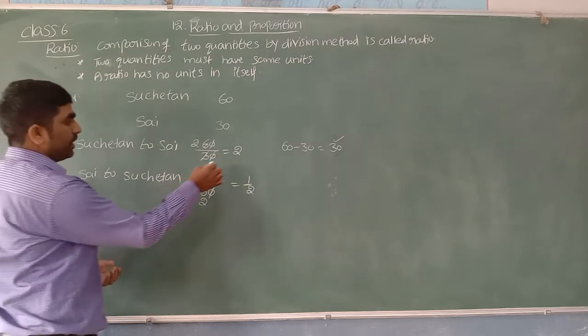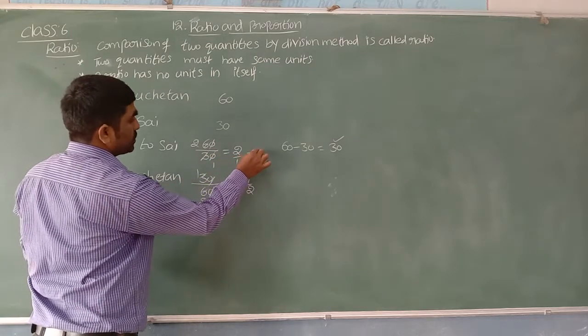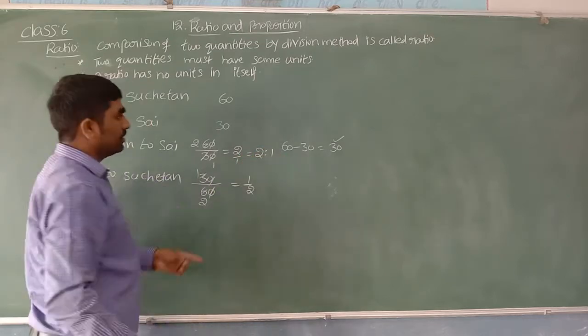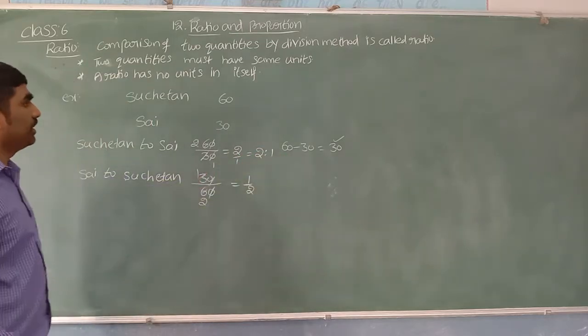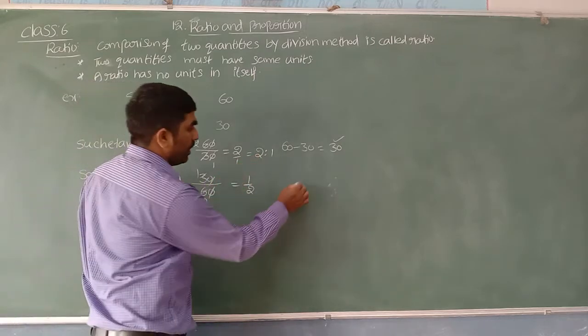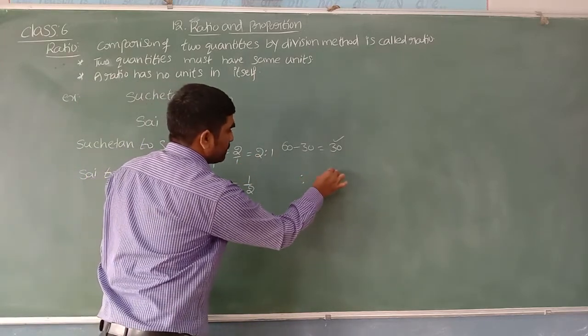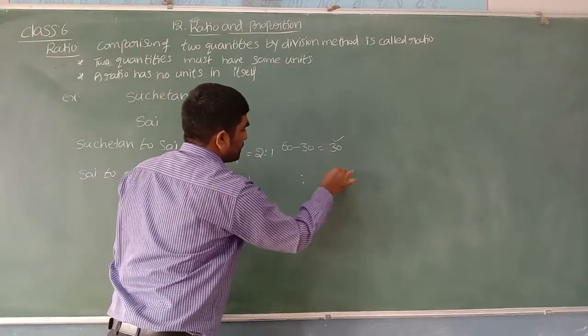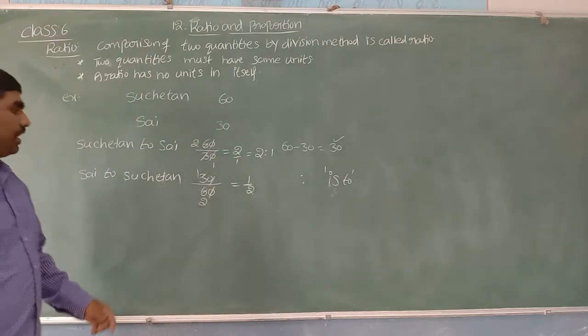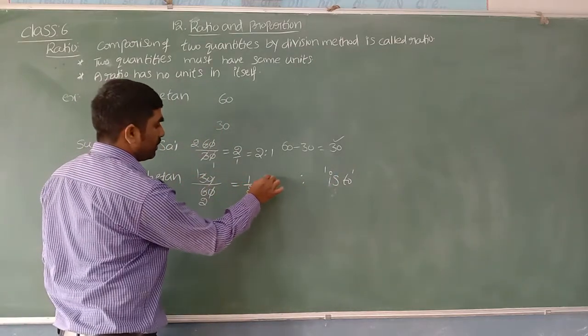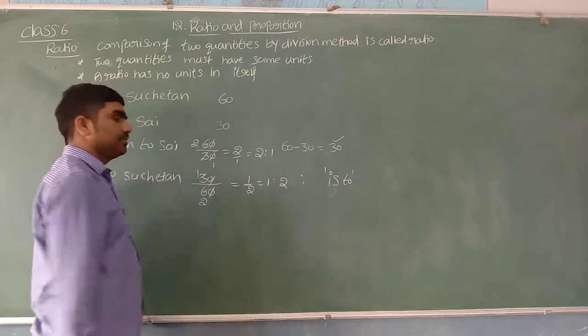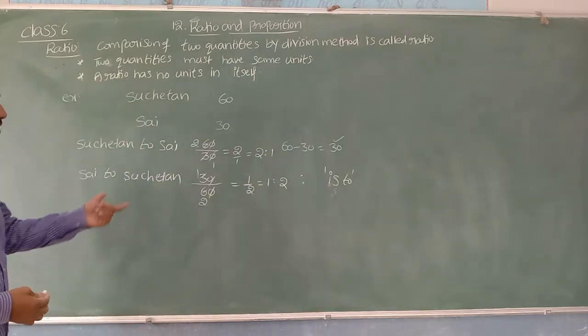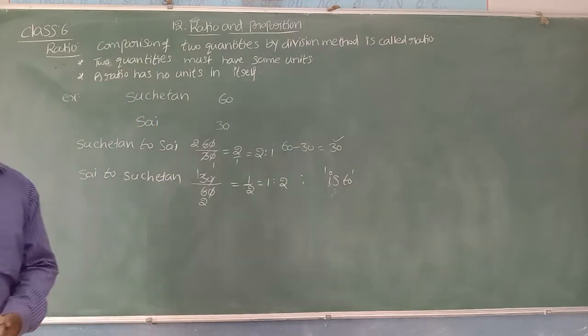So let me repeat here. 2 by 1, we can write the ratio as 2 is to 1. This is the symbol of ratio, and we read it as "is to". And 1 by 2 also we can write as 1 is to 2. Hope it is clear how we can compare quantities by the division method.